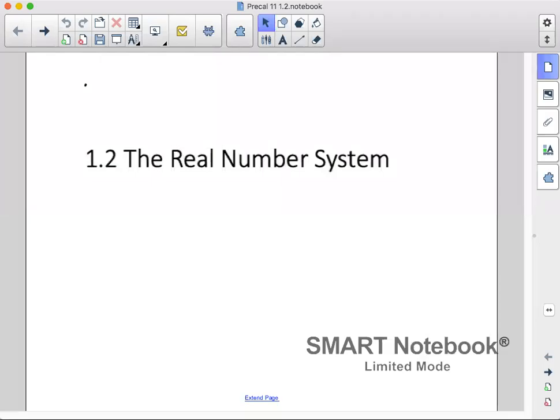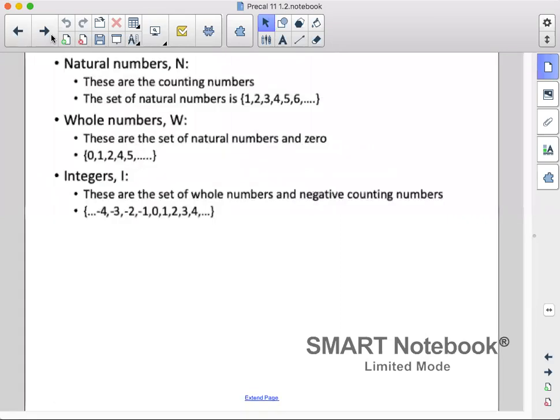Hi, today we're going over section 1.2, which is the real number system. So we have numbers classified into different categories. We have natural numbers, which are given by a capital letter N. These are known as our counting numbers. So when you learned how to count, these would be the numbers that we use. So 1, 2, 3, 4, 5, 6, continuing on upwards.